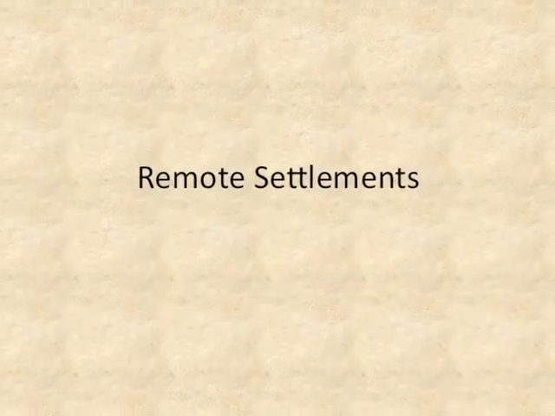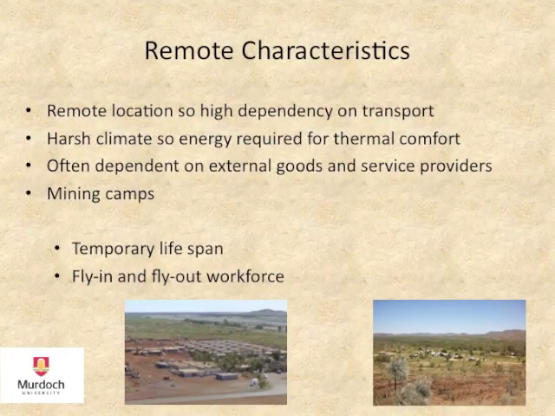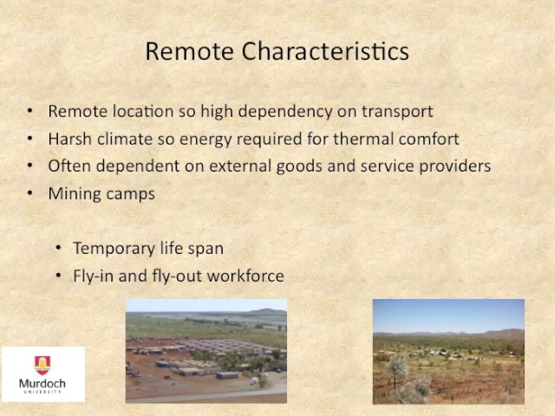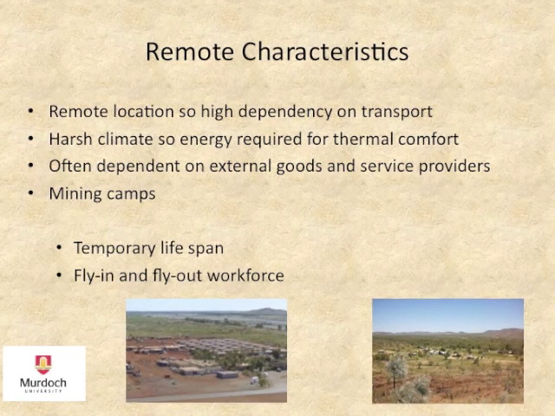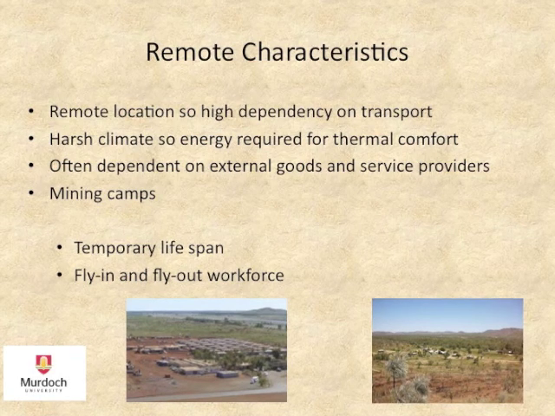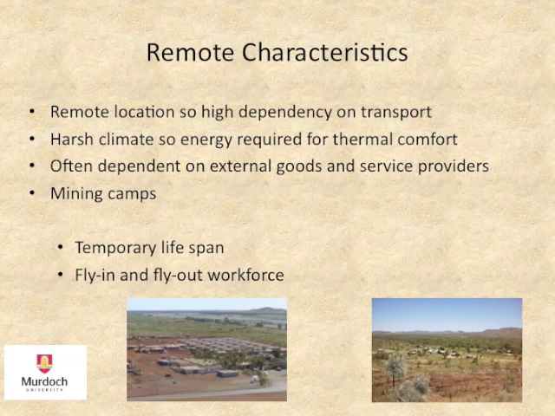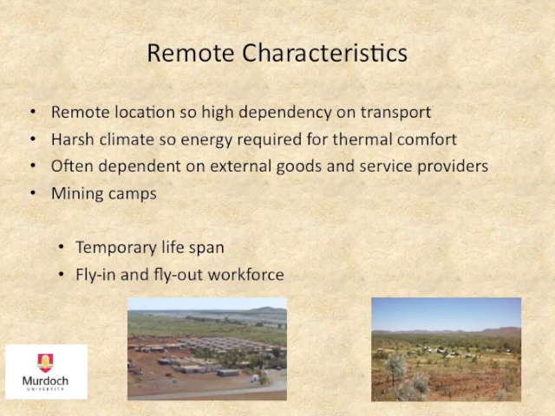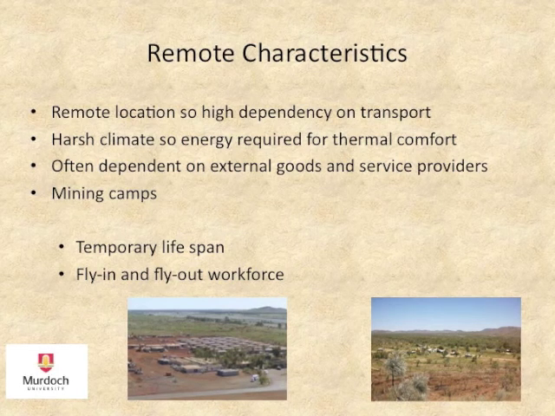Remote settlements case study. Remote settlements in Australia are often located far from towns and support services, so they're typically characterised by a high use of transport and therefore fossil fuel. They're also situated in harsh climates, which means energy is often required to maintain thermal comfort of residential and community buildings. Goods and services are often provided by external suppliers, increasing the transport requirement of a delivery to site.